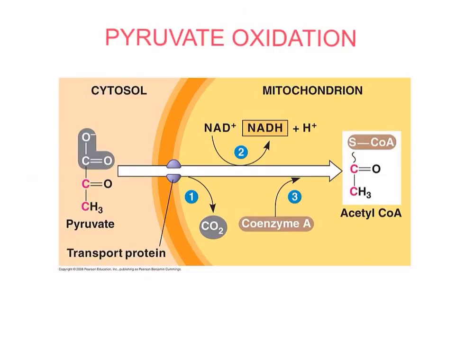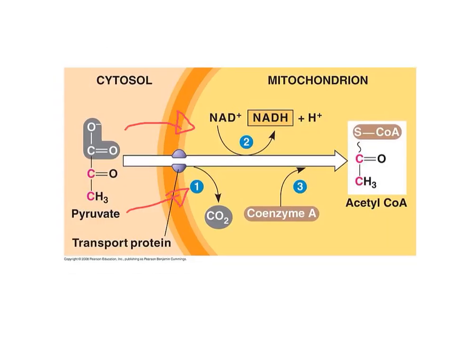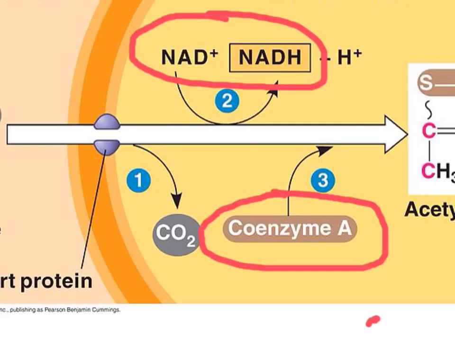So next up we have pyruvate oxidation, which is the second stage in cell respiration. Pyruvate molecules enter the matrix of the mitochondrion with the help of membrane carriers, which are also known as transport proteins. They pass through the outer and the inner mitochondrial membranes.